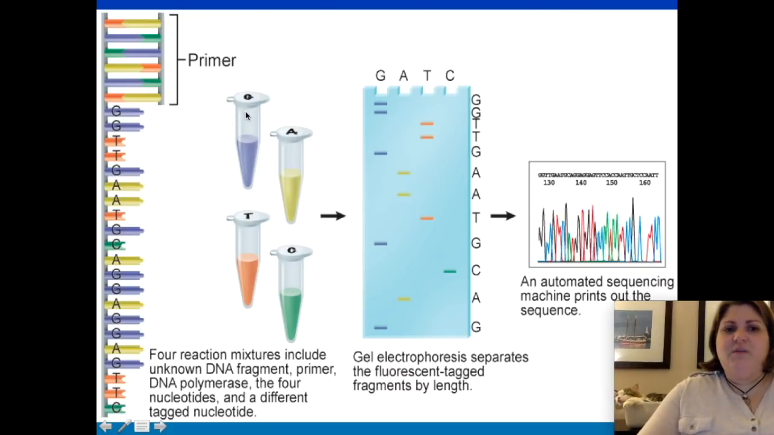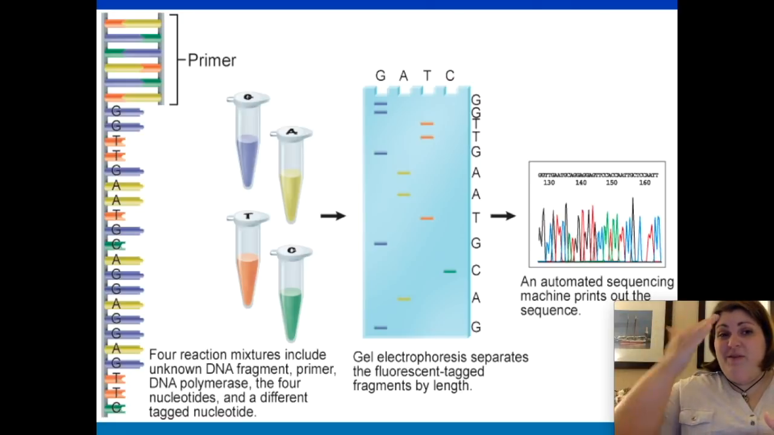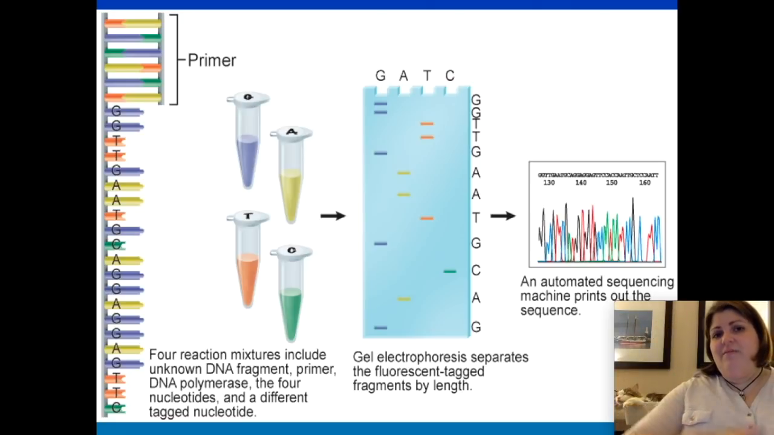And those G nucleotides would each be modified in a way that when they're put down, another base can't attach to it. And so what happens is every time we put this G down, we put one here and we put one here, we'd have strands of different lengths. Same thing with the A and the T and the C.